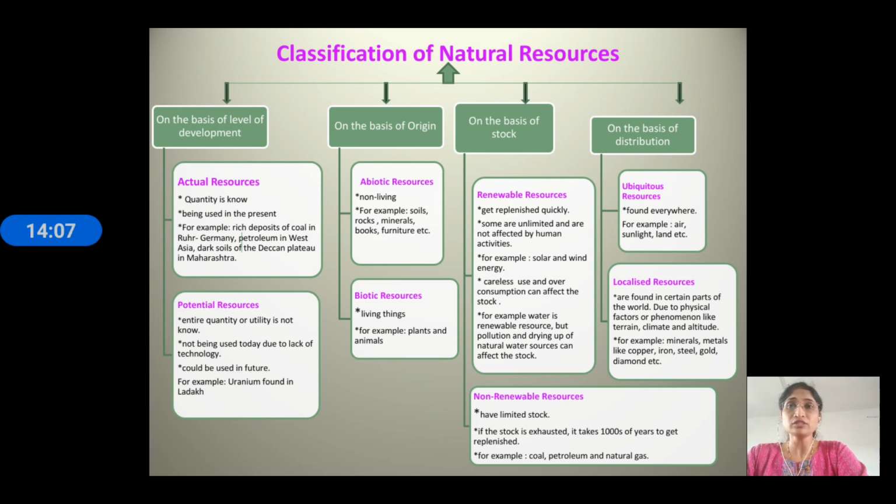And the fourth classification is on the basis of distribution. Ubiquitous resources and localized resources. Ubiquitous means found everywhere. Do we find air everywhere? Yes. Sunlight, land. This is found everywhere. So this is the example of ubiquitous. Localized resources are found in certain parts of the world. Now why are they found in certain parts of the world? Due to the physical factors or phenomena like terrain, climate and altitude. For example, minerals, metals like copper, iron, steel, gold, diamond, etc. So these are the four classifications of natural resources.